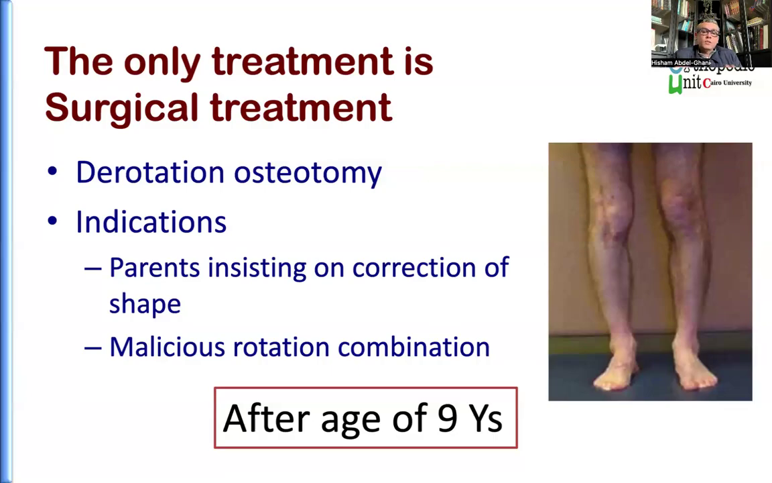And we cannot do this surgery at all unless the child has passed the period of expected spontaneous resolution, which is about 9 to 10 years. And the second indication, for a functional problem, is the presence of malicious or miserable malrotation combination, and this is the only functional indication to correct the malrotation in these patients.